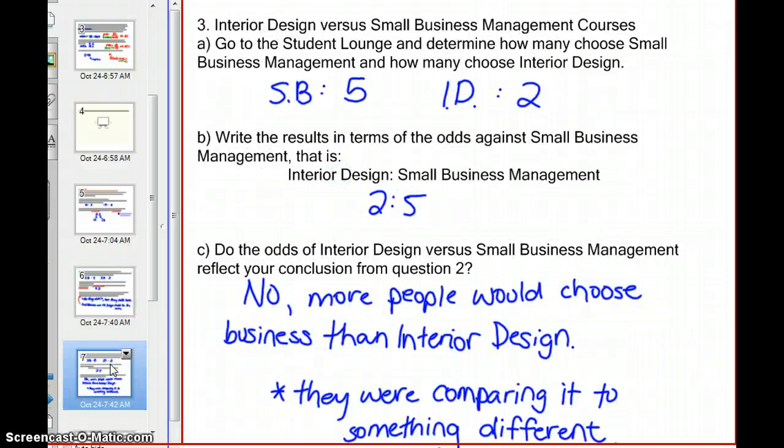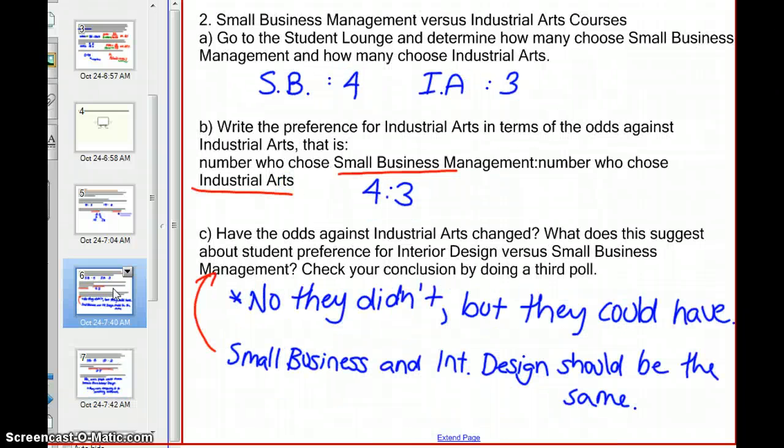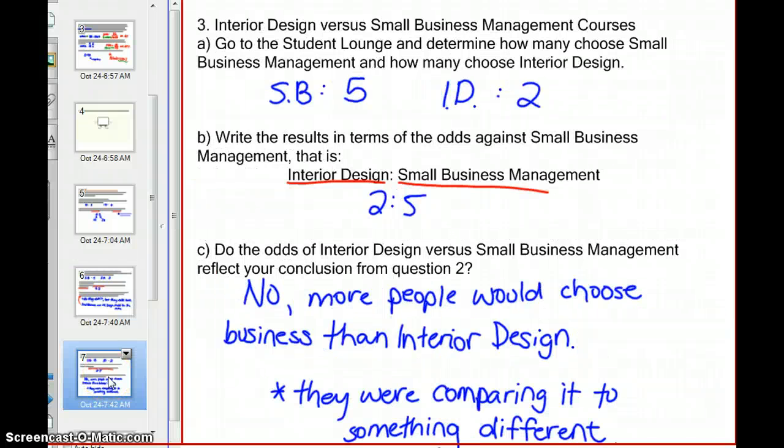So 3, interior design versus small business. There's 5 small business, 2 interior design. So the odds here would be 2 to 5. So do the odds of interior design versus small business reflect your conclusion in question 2? So we concluded that they would probably be the same 4 to 3 as the other ones were. But they weren't the same. More people chose business than interior design. And so there's not a pattern here forming.